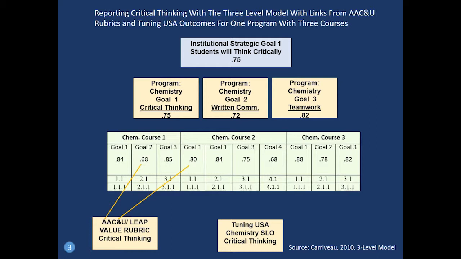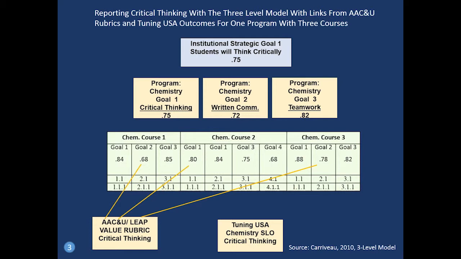But at the program level, and notice we have just one program here, chemistry, where it has 3 outcomes as an example, goal 1, goal 2, and goal 3. One being critical thinking, one being written communication, one being teamwork, that somehow these have to map up then to those strategic goals. But they would also map very closely with Tuning. And of course, here's our whole course structure, and there we have the 1, 1.1, 1.1.1, and here are the 2 areas where we're going to draw from to make sure that those get incorporated into our course measures.